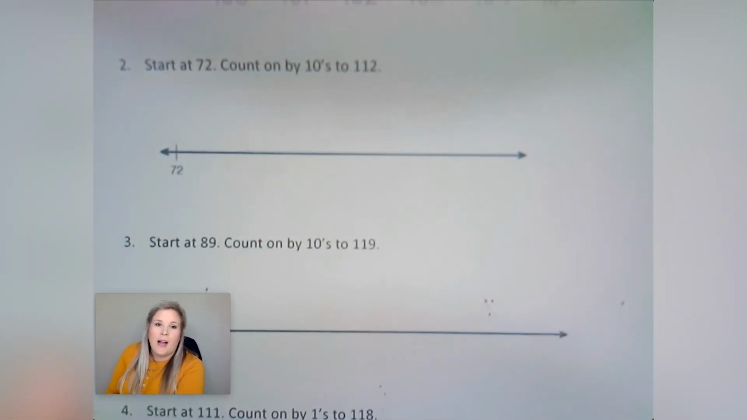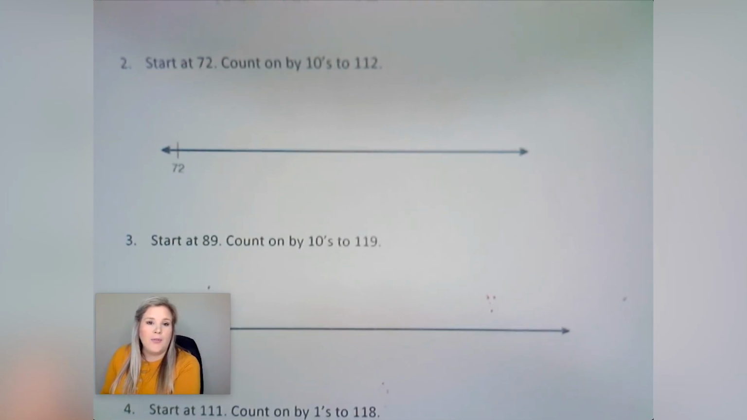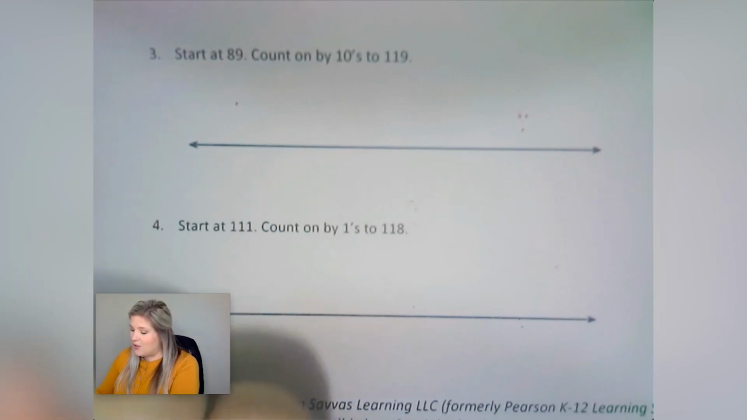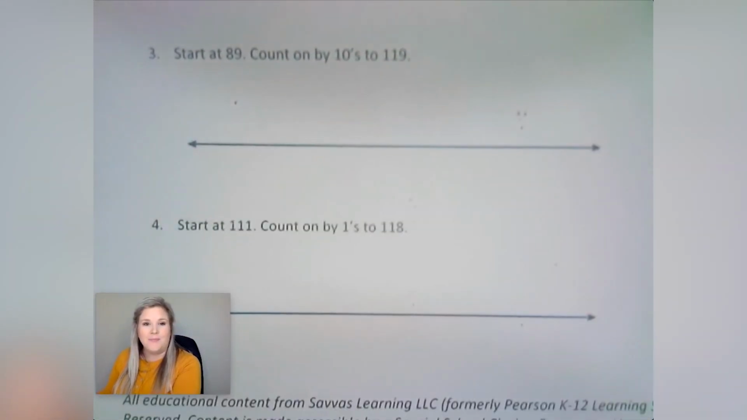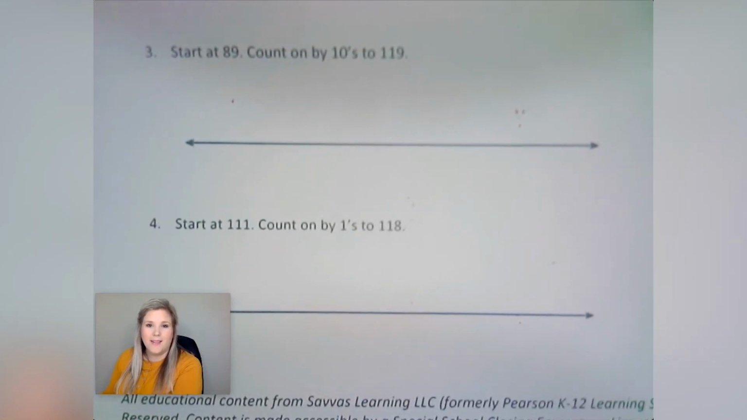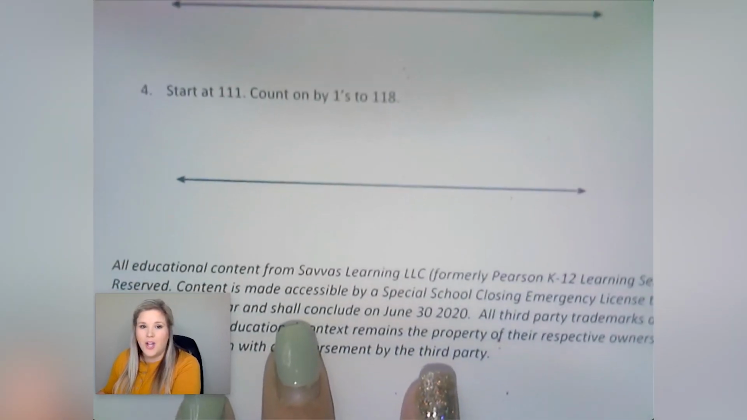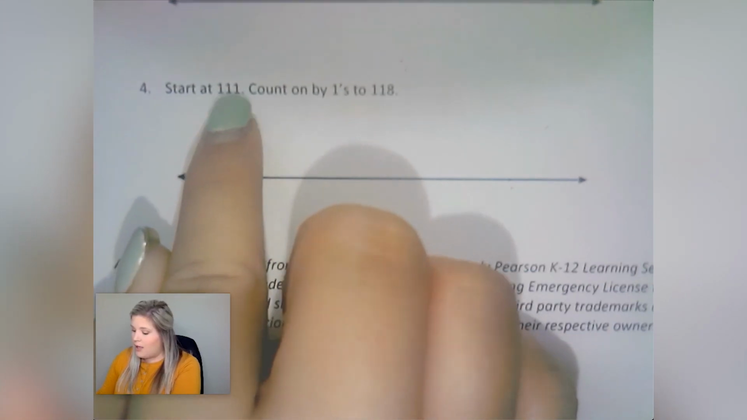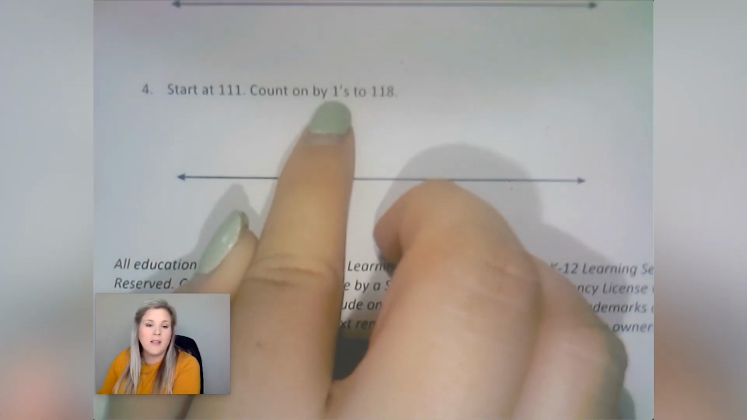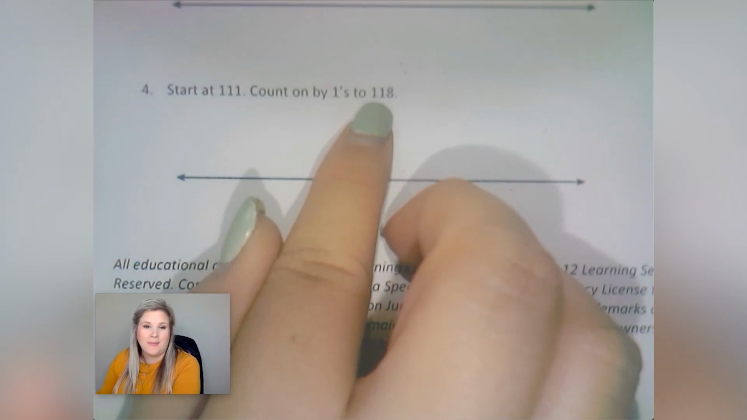And if you need to pull out that 120 chart to help you figure out where you go next when counting by tens, starting at 72, do that. Number 3, start at 89, count on by tens to 119. Number 4, start at 111, count on by ones to 118.